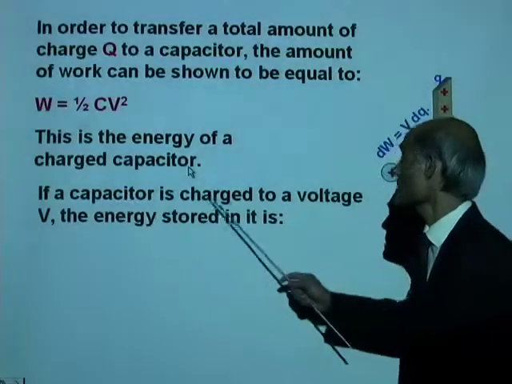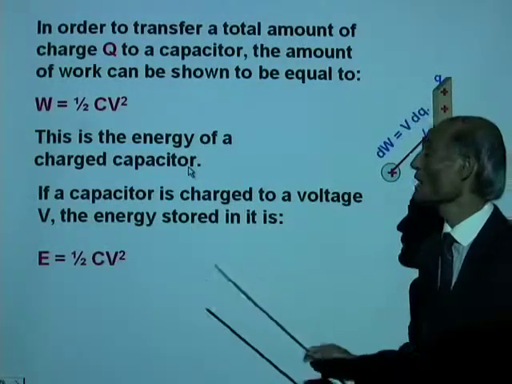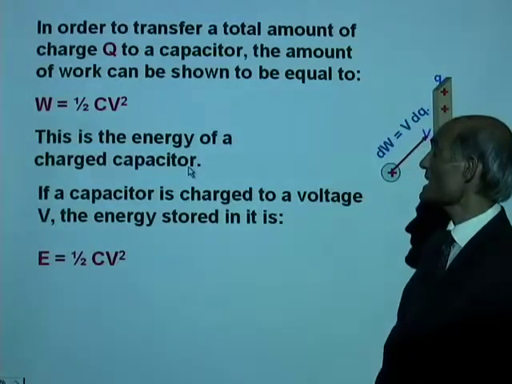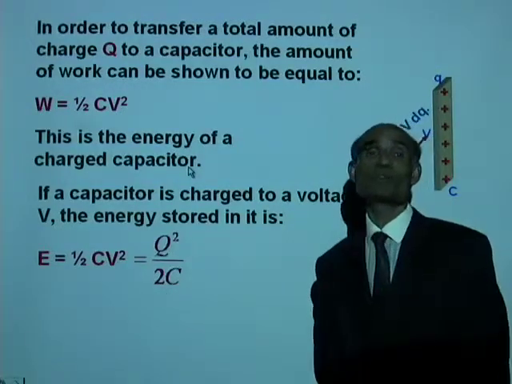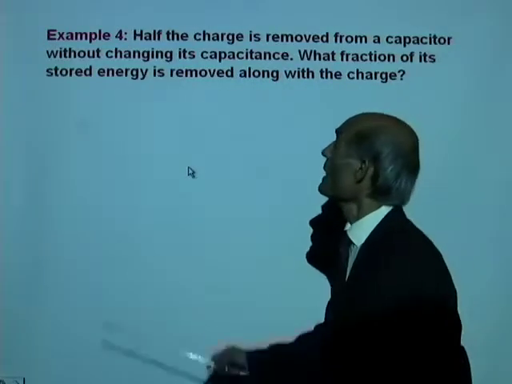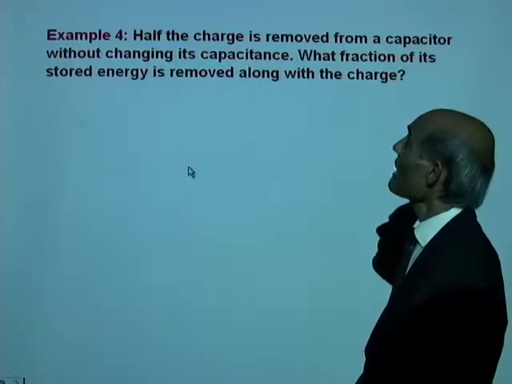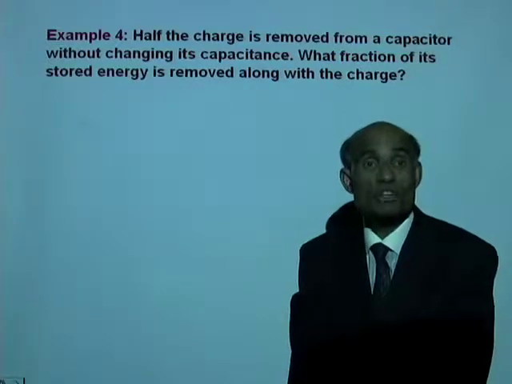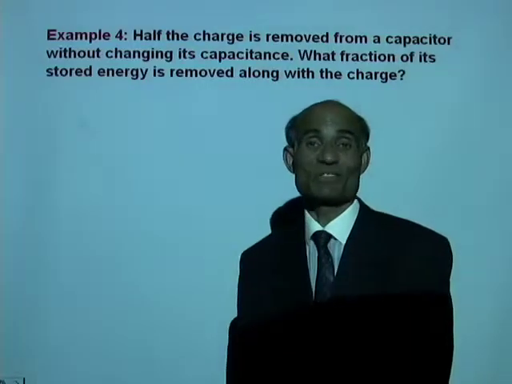So if a capacitor is charged to a voltage V, then the energy stored in the capacitor is E equal to 1/2 CV squared, which is the same as Q squared over 2C. Okay, let's do a problem. Half the charge is removed from a capacitor without changing its capacitance. What fraction of its stored energy is removed along with the charge?